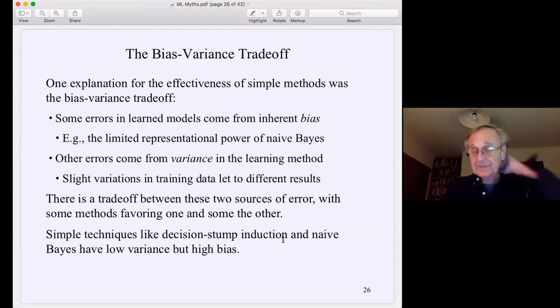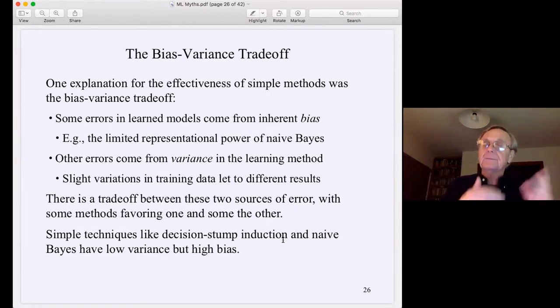Another thing that came out in the mid 90s was that we started to interact with people from statistics. Partly that was because Leo Breiman and Jerry Friedman and their colleagues had developed techniques that were very similar to decision tree induction. They called them classification trees and regression trees. But the methods were very, very similar. And they knew all about this thing called the bias-variance trade-off, which was originally developed for regression, not for classification.